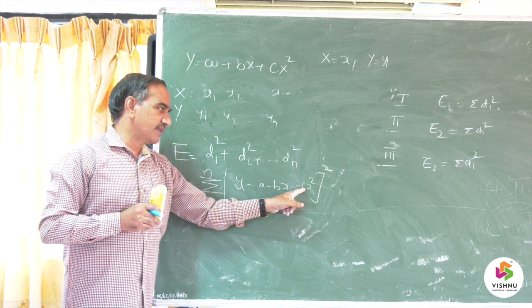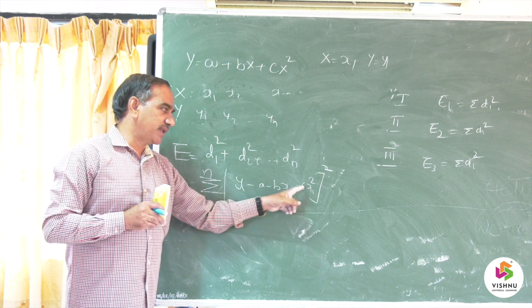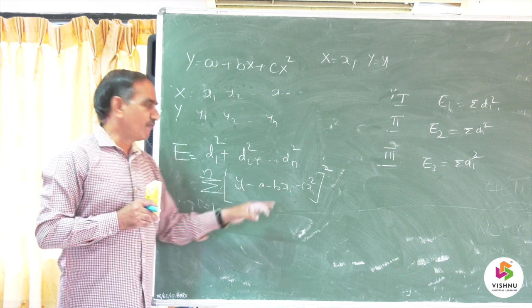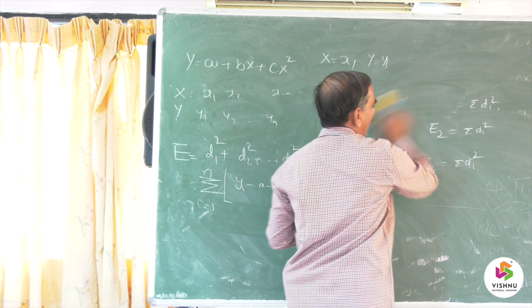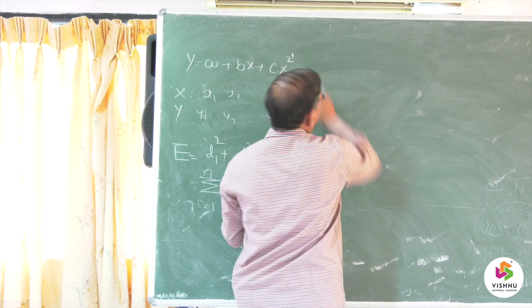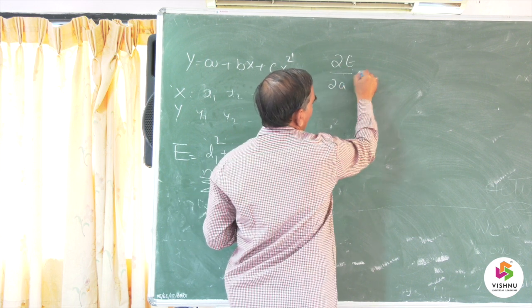Then a, b, c are the best values. So out of them, we have to choose the particular combination of a, b and c for which e is getting minimized. So by the principle of maxima and minima, we have to choose the best value of a. So partial differentiation ∂e/∂a is equal to 0.